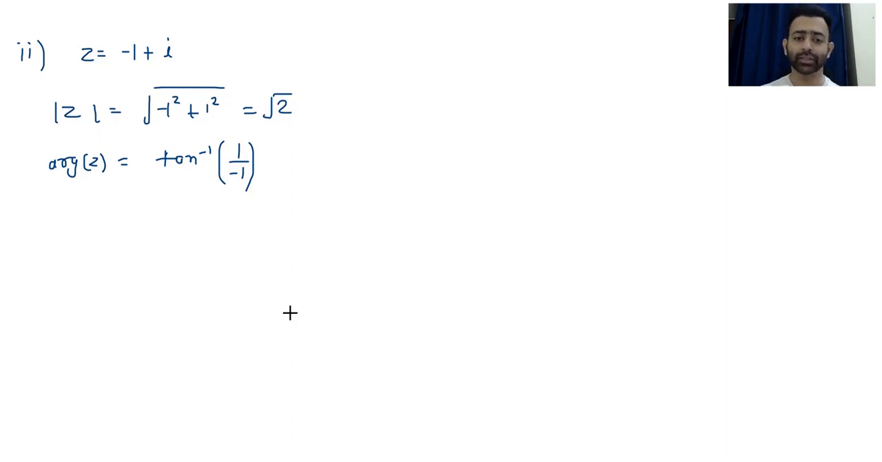But let me plot this in an Argand diagram. This is -1, right, and this is plus i. So my z is like this. Now this is in the second quadrant, so this is your theta. If I measure the theta in the clockwise direction, this is pi by 4, right?